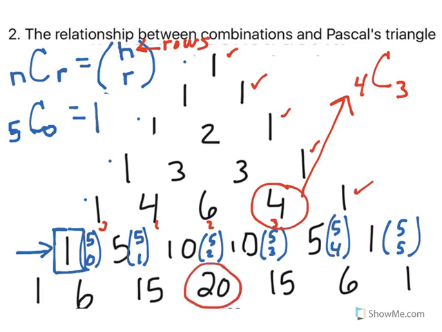How about this 20? Shortcut, it's the 6th row. The second number in tells you the row number. So that is 6 combination 0, 1, 2, 3. 6 combination 3, the value is 20. And again, remember, you could write this with parentheses as (6, 3).